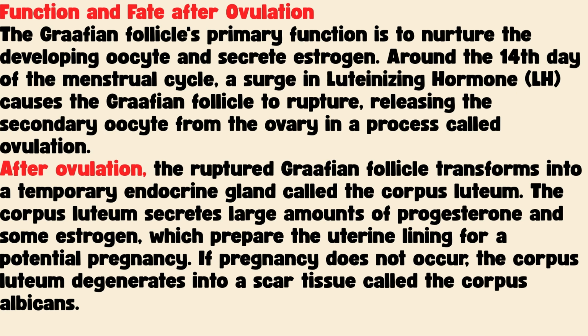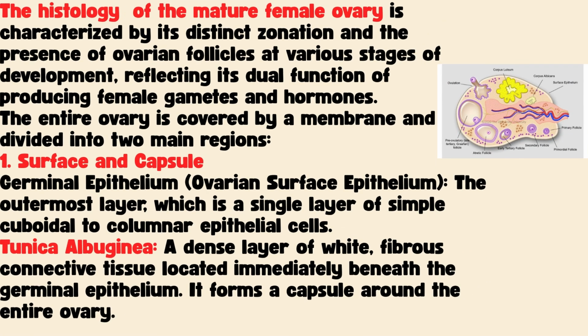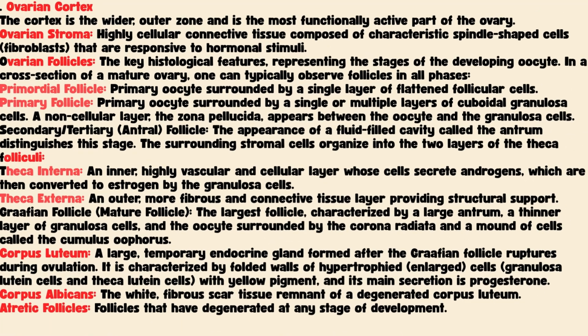Cumulus oophorus is the term used for the oocyte and surrounding granulosa cells. A fluid-filled cavity called antrum lies between the oocyte and the membrana granulosa. It is filled with fluid called liquor folliculi. Now, as you can see in the figure, the detailed structure of the Graafian follicle has been defined and you can understand it nicely.